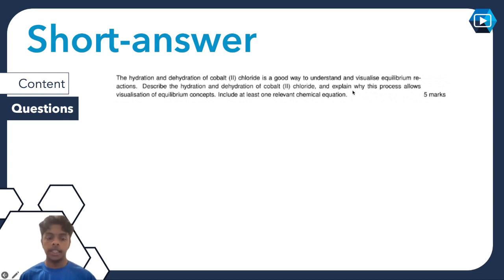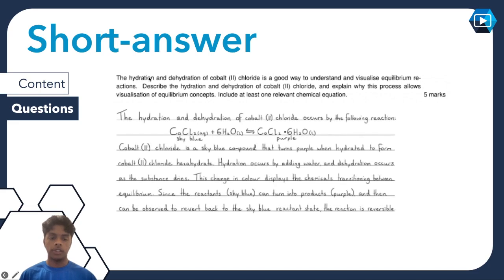So looking at this immediately, I can say that at least 1 mark will be given from the chemical equation, and the rest will be given to how many key points that we can place to explain why cobalt-2 chloride is a good way to understand and visualize equilibrium reactions. So at least 4 points. So let's look at the answer for this question. The answer goes as such. The hydration and dehydration of cobalt-2 chloride occurs by the following reaction. And they've given the reaction here, which is very good.